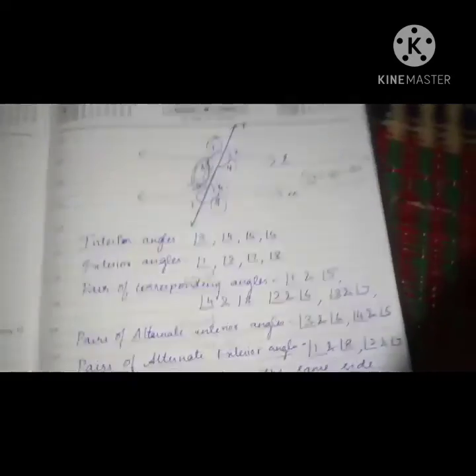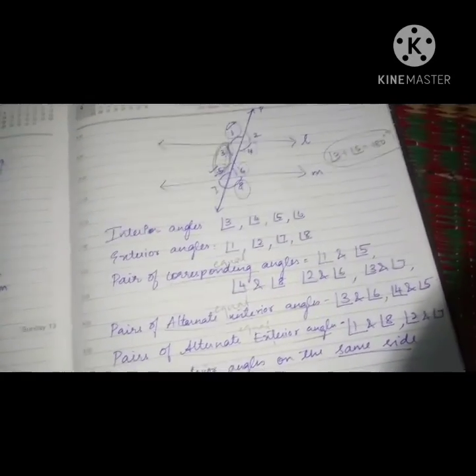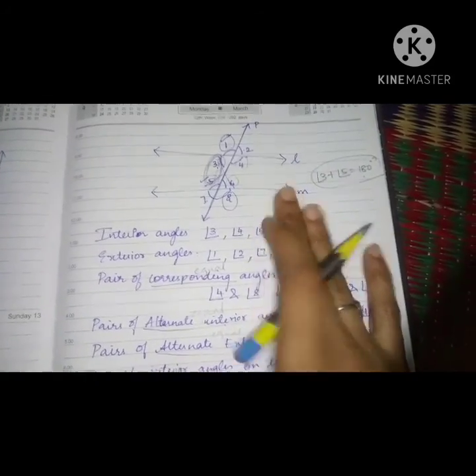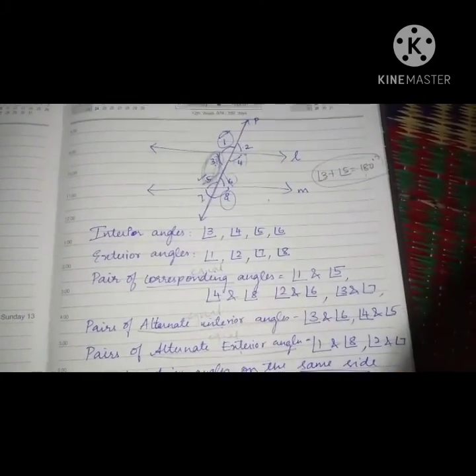Also, vertically opposite angles are equal. We have learned that, right? So you should know this property too. Only then can you proceed with these problems. Okay, understood?